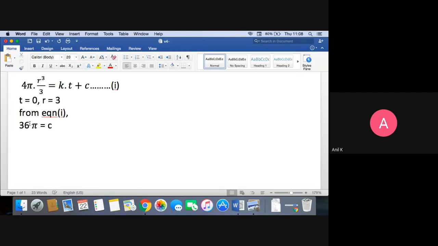So again, substitute the c value in equation 1. Then how is equation 1 going to change? This will remain as it is.